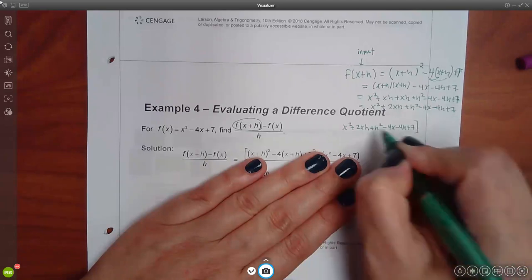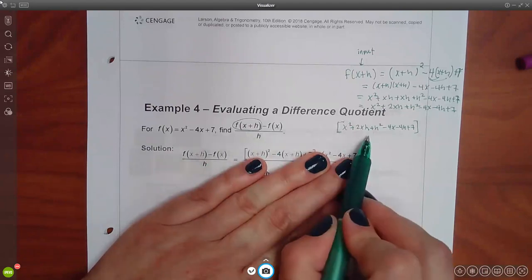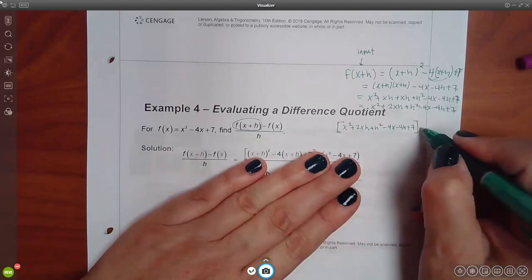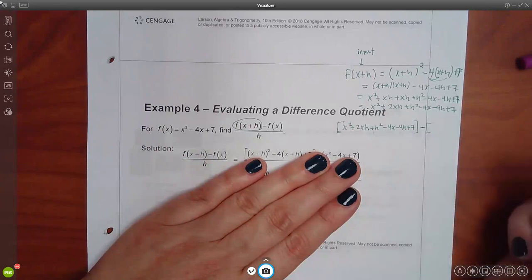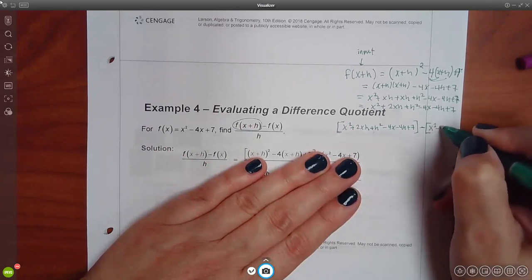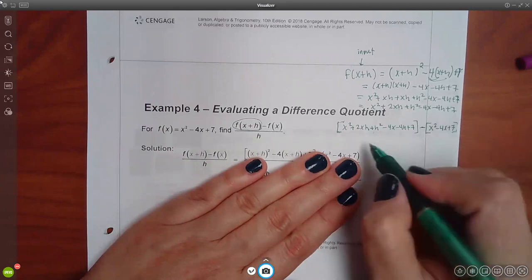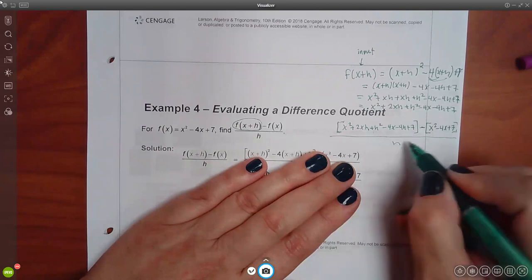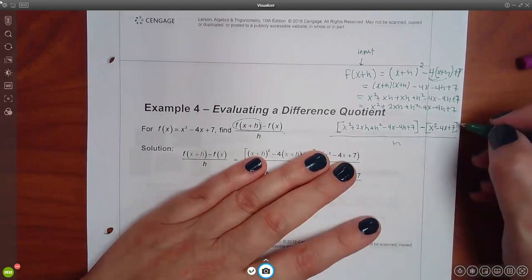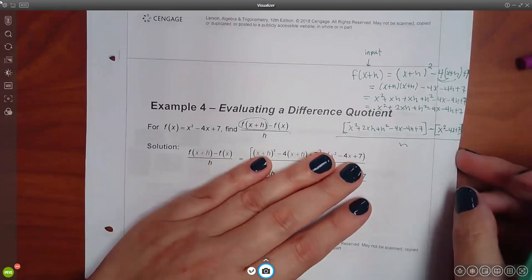So that's this whole expression, right here in this bubble. That's what I'm plugging in for it. Minus the f of x. And the expression for f of x is x squared minus 4x plus 7. And then I'm just going to put it all over h because that's what the formula tells me to do.